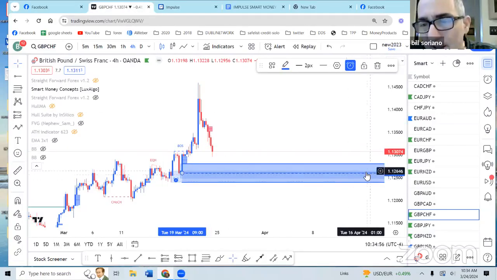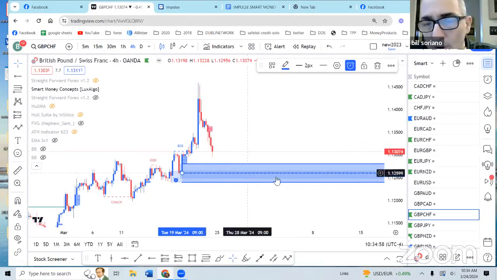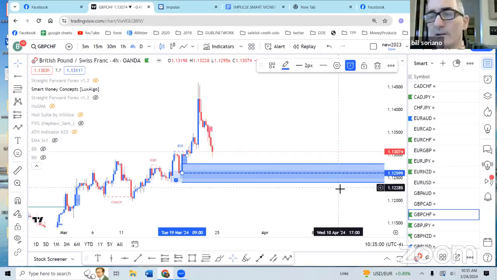And I am identifying the 4-hour order block for you and where to put your point of interest alert. Once that alert gets hit, we drop down to the 15-minute chart, wait for our trigger to go off, and take the trade.